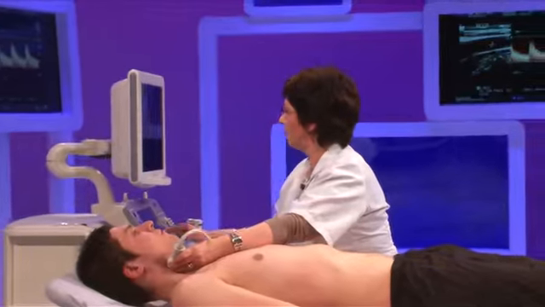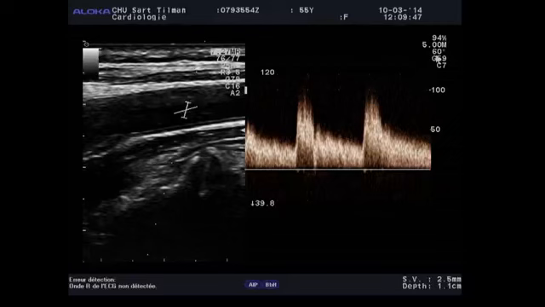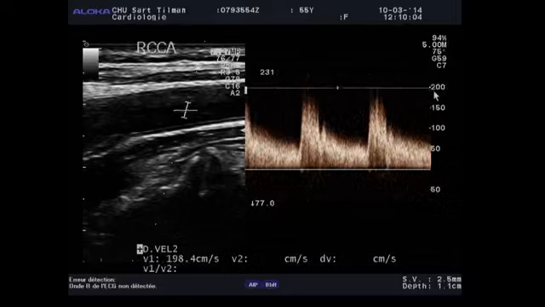You can see here, with the 60 degrees angle, the velocity is about 100 centimeters per second. And with the 75 degrees, it's 200 centimeters per second. Then we'll have a look at the external carotid artery.